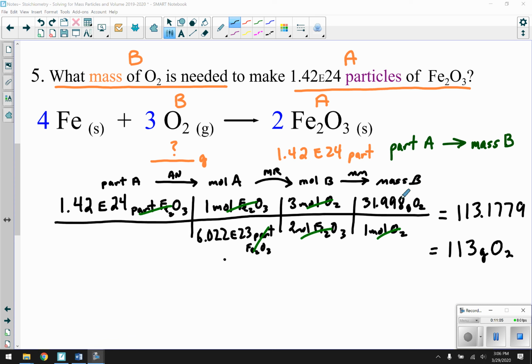Let's say I wanted to find out particles. I would use Avogadro here, okay? And if I wanted to find out volume, I would find mass of B and then divide by the density of oxygen to get the volume. So you can see that this problem-solving setup is very versatile. You can end up calculating many different things using the same setup strategy.